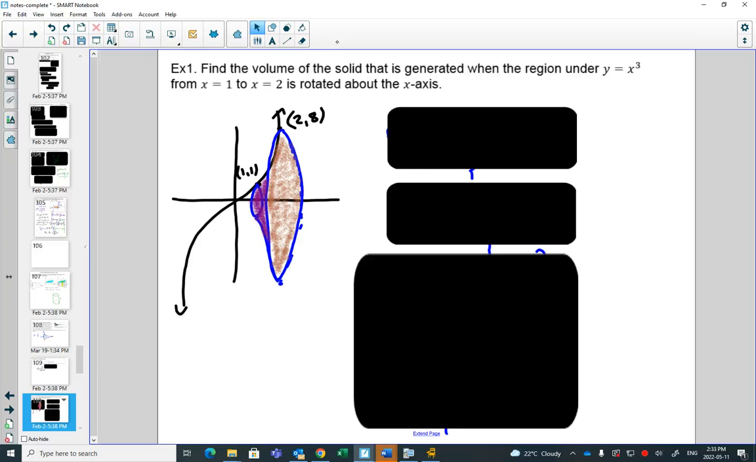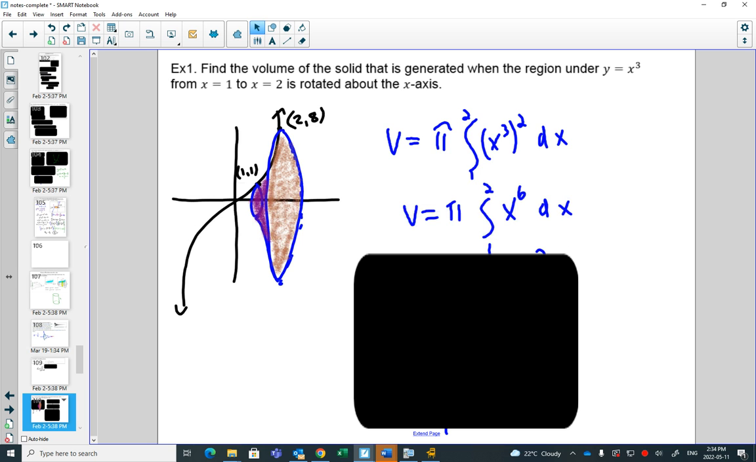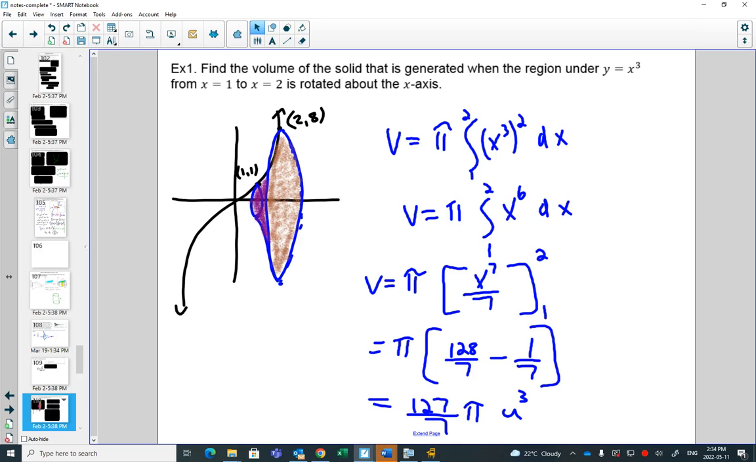So now, to solve for it, we just need the integral from 1 to 2. Our original function was x cubed. It's going to get squared. And there's a pi that you can bring out in front. The pi could be inside, but for calculations, it's nice to just multiply everything by pi in the end. So the inside function is x to the 6th. That's an easy integral. You'll get x to the 7 over 7. Plug in 2, plug in 1, subtract them.